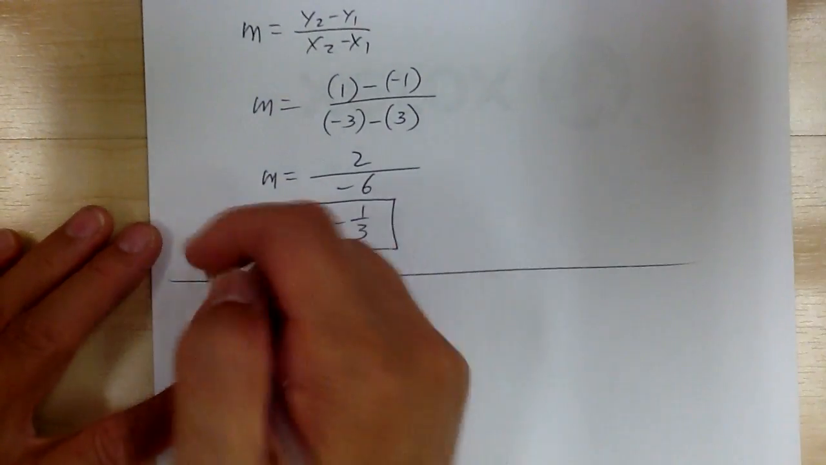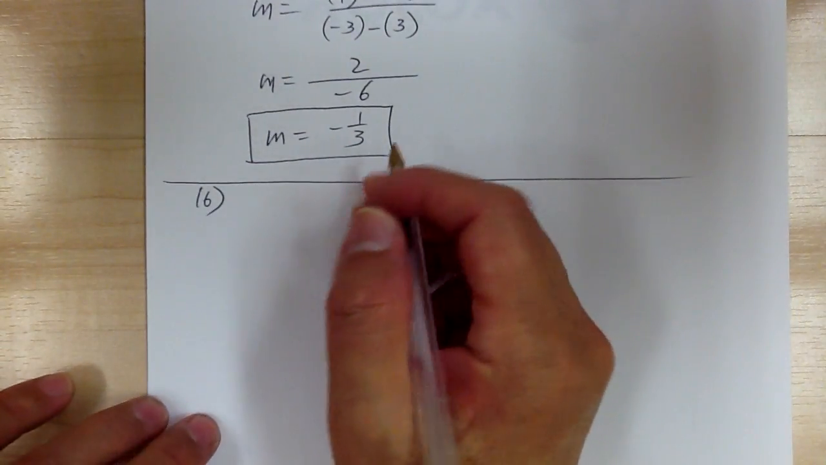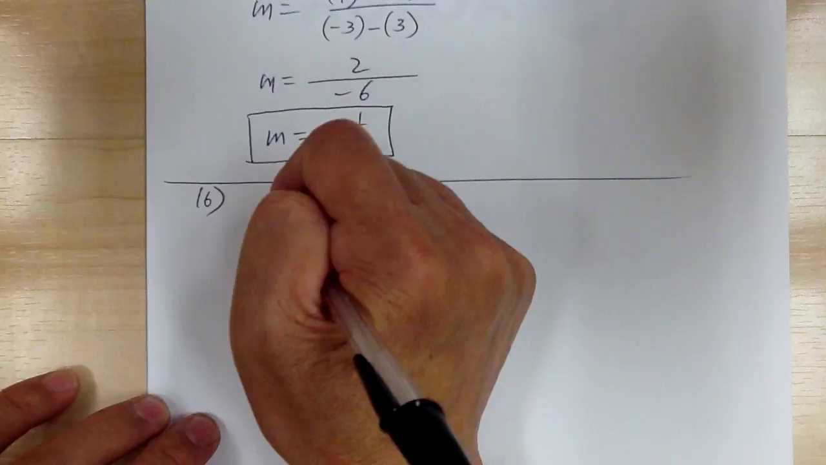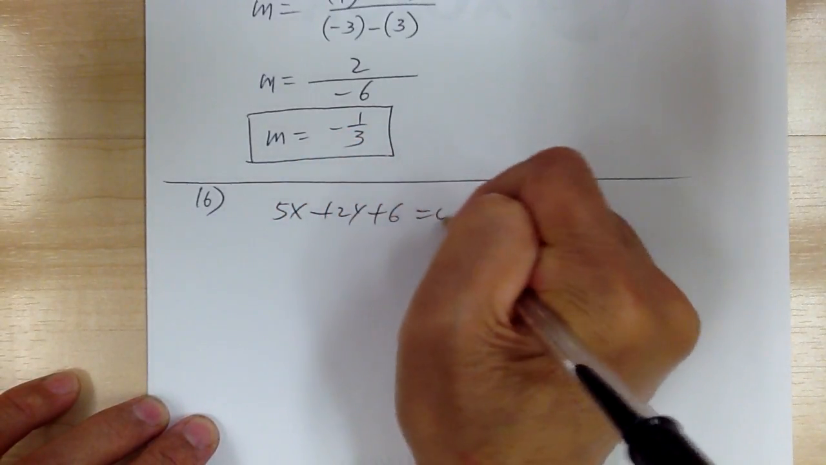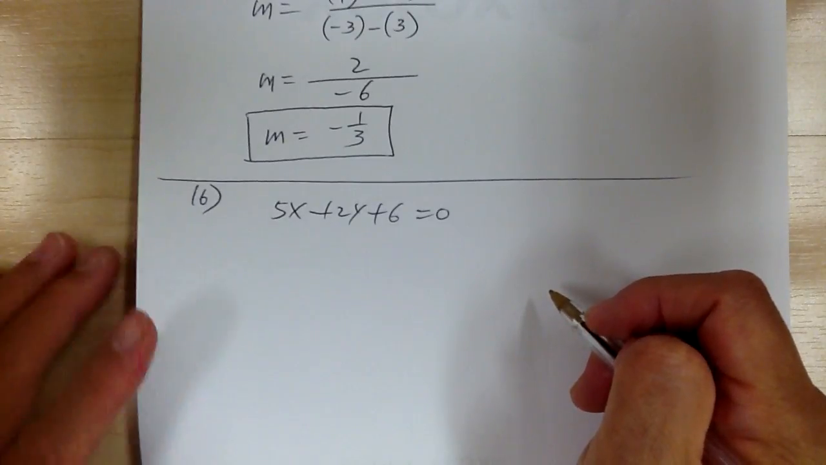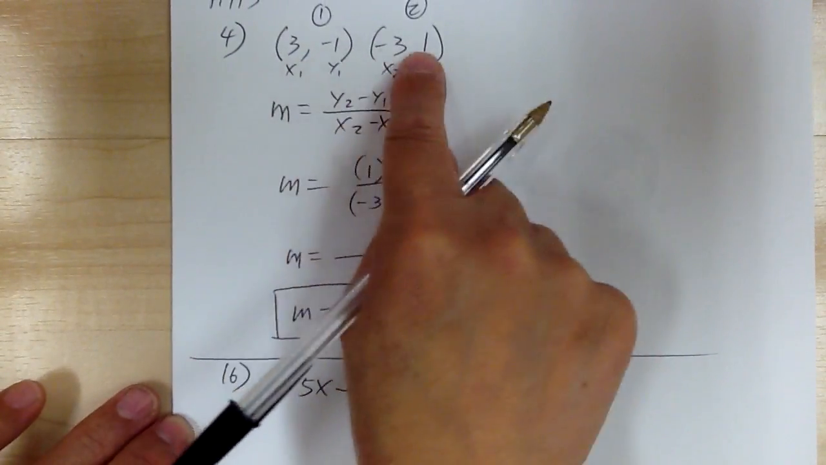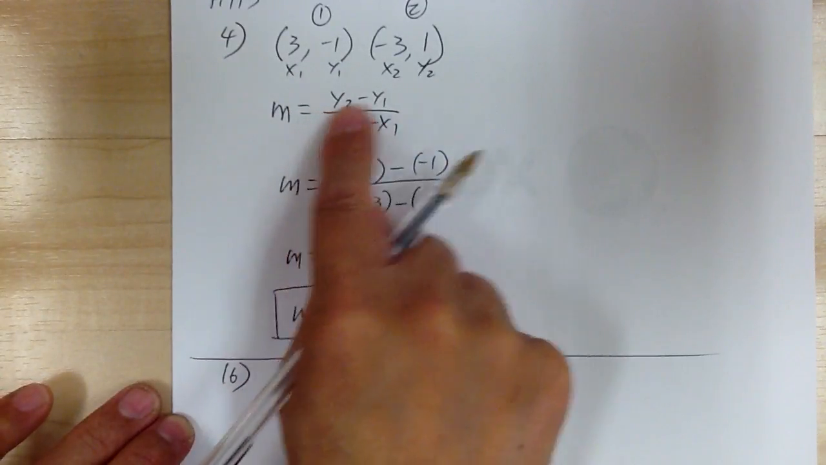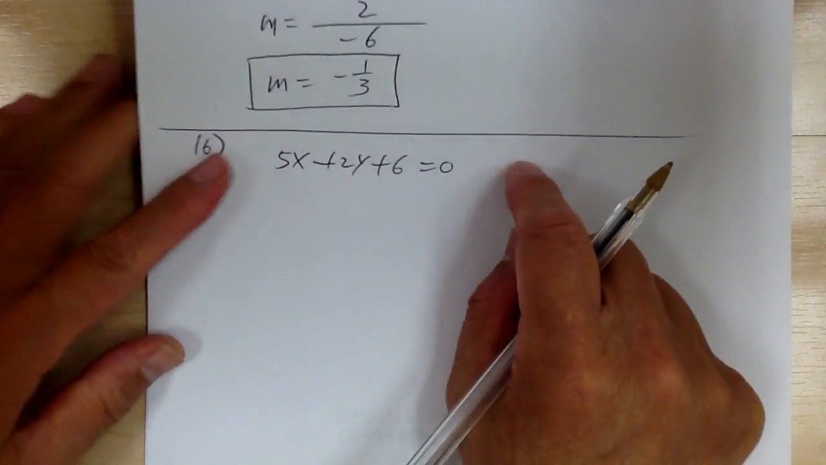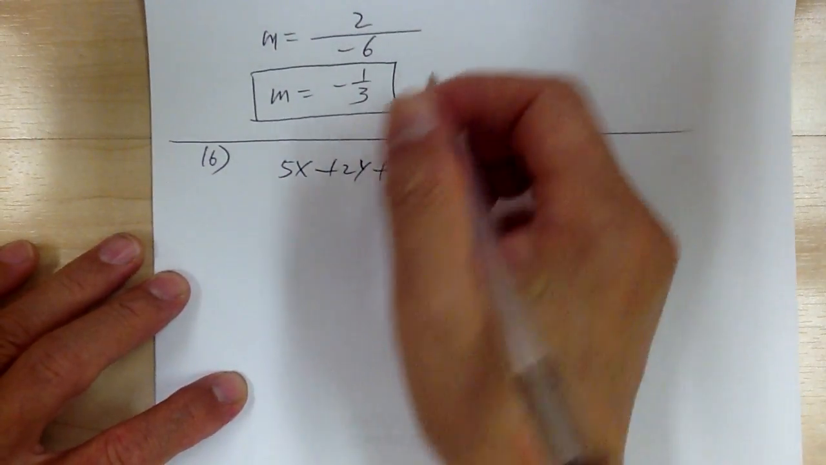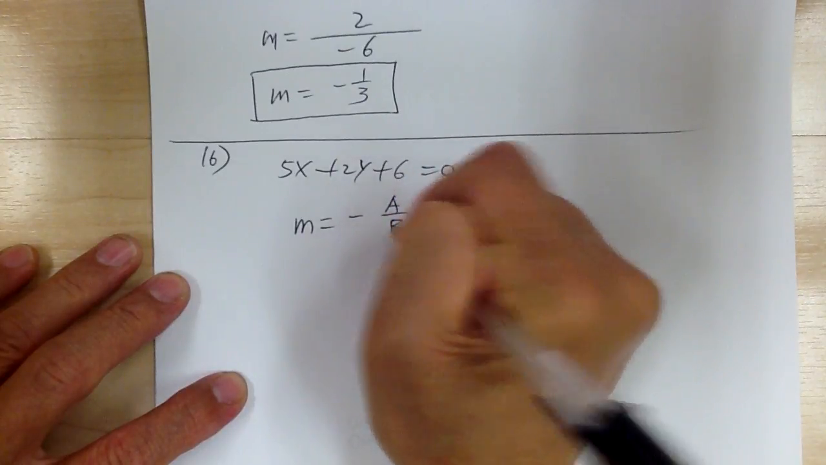Okay, let's go to number 16. Number 16, you have the equation 5x plus 2y plus 6 equal to 0, and you're looking for the slope. Now, when you have a point, you have to use this formula, m equal to y2 minus y1 over x2 minus x1, because this is the point. Now, when you have an equation and you're looking for slope, you use the formula m equal to negative a over b.